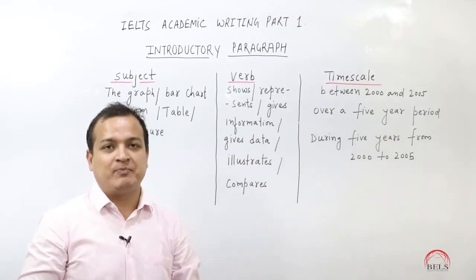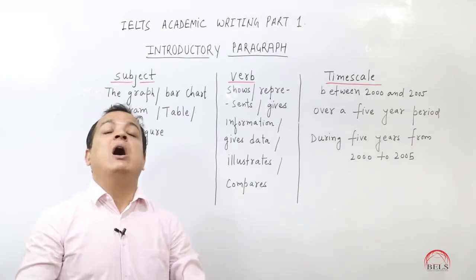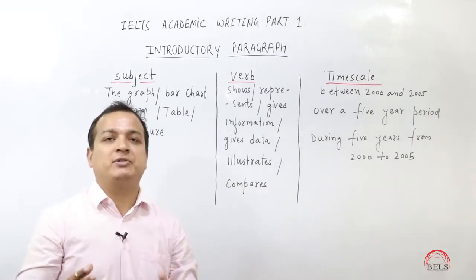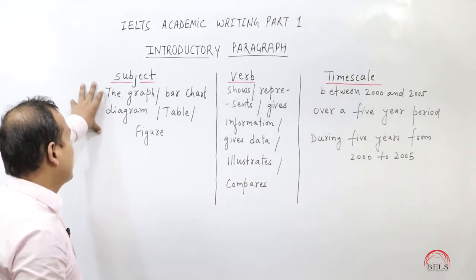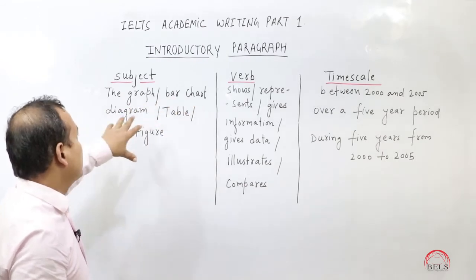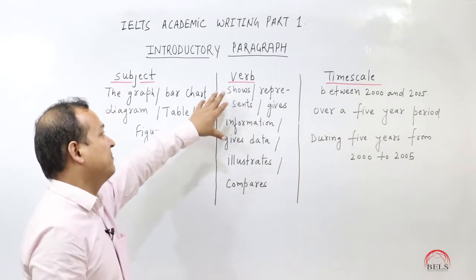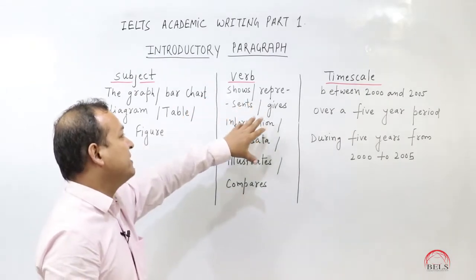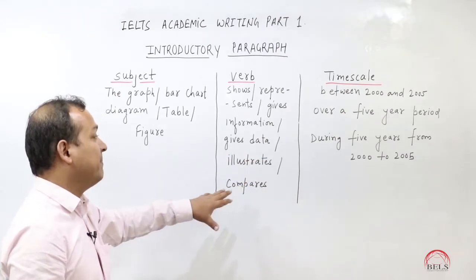So the starting part is the introduction. How should you start your graph or pie chart? I have mentioned some points here. Like we have a subject, the graph. If you have a graph, you will start with the graph, bar chart, diagram, table, figure, anything that is. Then you have to use the verbs. Verbs are like shows, represents, gives information, gives data, illustrates, compares.